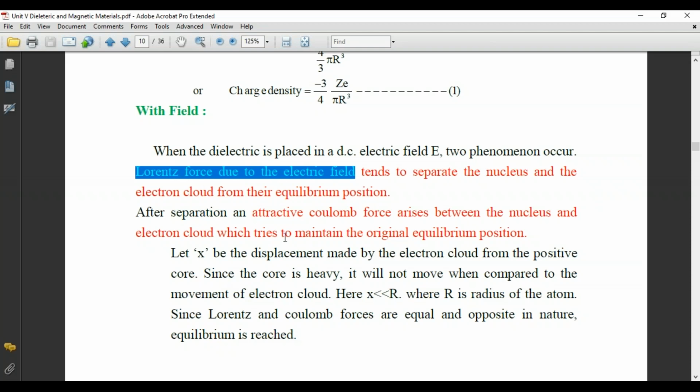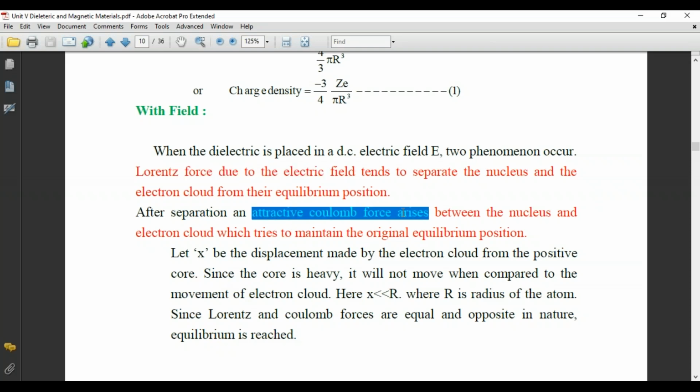Once they get separated, one more force comes into the picture. That is what is called an attractive Coulomb force, which arises between the nucleus and electron cloud. It tries to maintain the original equilibrium positions. That means one force is dragging, another force is opposing. So the system is going to reach an equilibrium position. This is what is going to happen when you apply an electric field in dielectric materials.